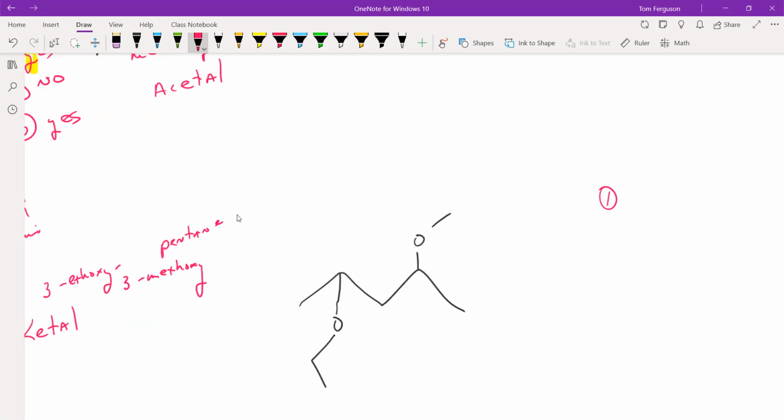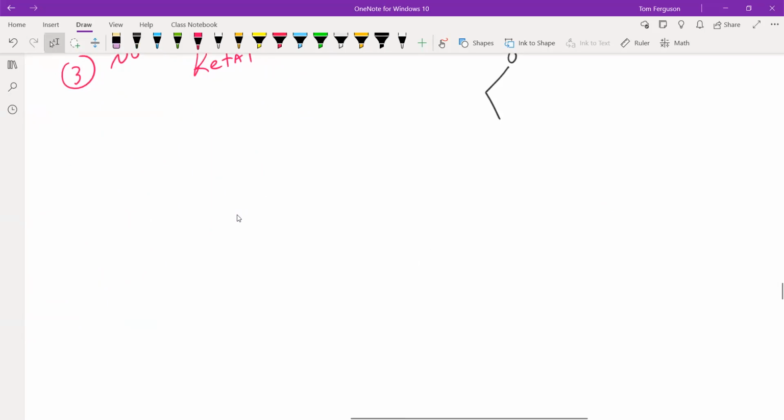So do we have OCO? No, we don't. So that means we don't have an acetal, ketal, hemiacetal, or hemiketal. This is just an ether. Couple ethers, actually, in one molecule. All right, I'm going to do one more.